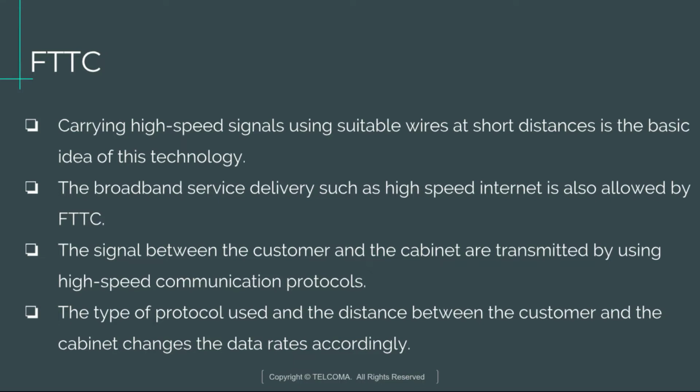Broadband service delivery such as high-speed internet is also allowed by Fttc. The signals between the customer and the cabinet are transmitted by using high-speed communication protocols. The type of protocol used and the distance between the customer and the cabinet change the data rates accordingly.